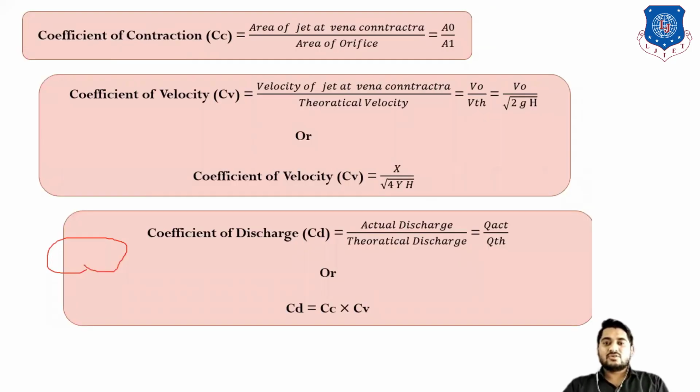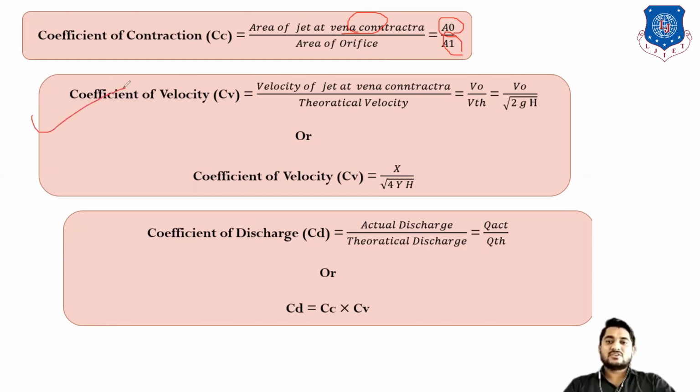Yes, so in the orifice meter you have to remember basically three coefficients. First of all, the coefficient of contraction. So what do you mean by coefficient of contraction? It is generally denoted by CC. It is the ratio of the area of the jet at vena contracta divided by the area of the orifice. That means A0, the area at vena contracta, divided by A1, the area of the orifice.